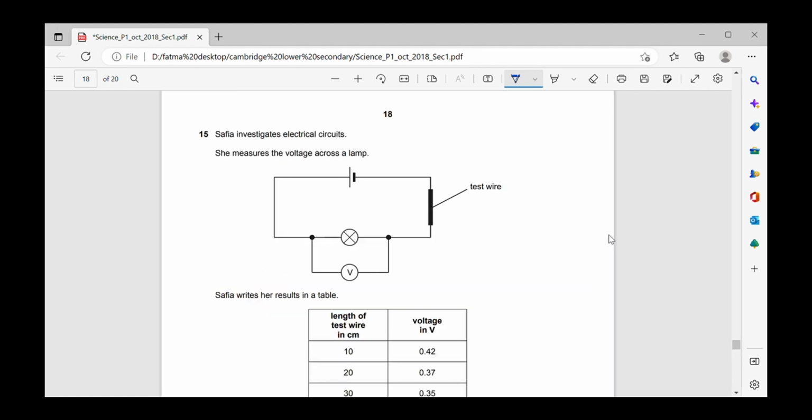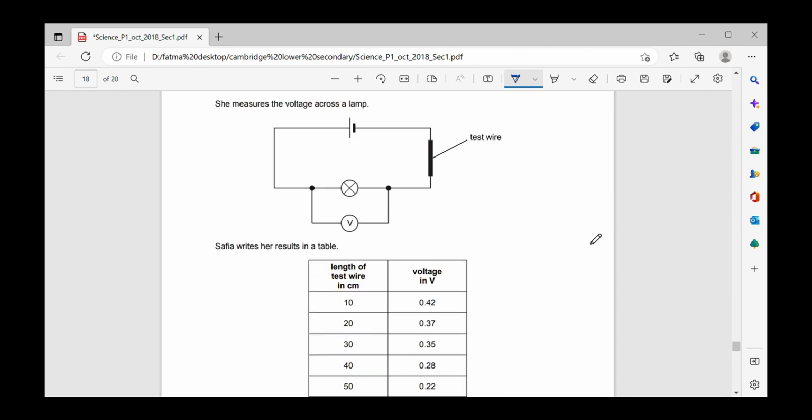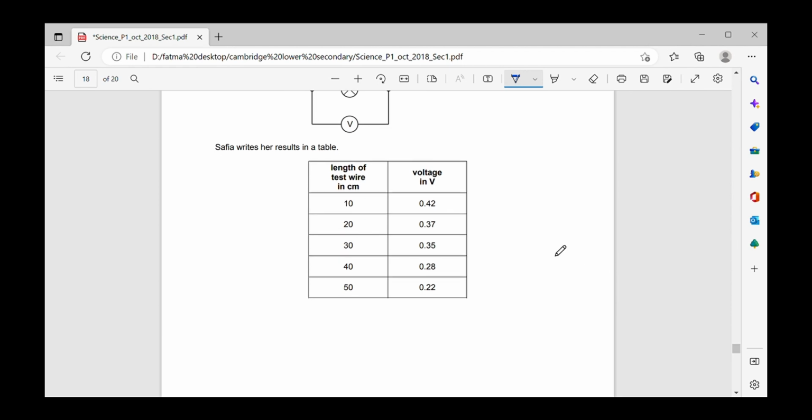The last question, question 15. Sophia investigates electrical circuits. She measures the voltage across a lamp. Sophia writes her results in a table. So this is a test wire. Here we have the length of the wire and the voltage. Length of the wire here 10, 20, 30, 40, and 50. And here we have different values of the voltage.